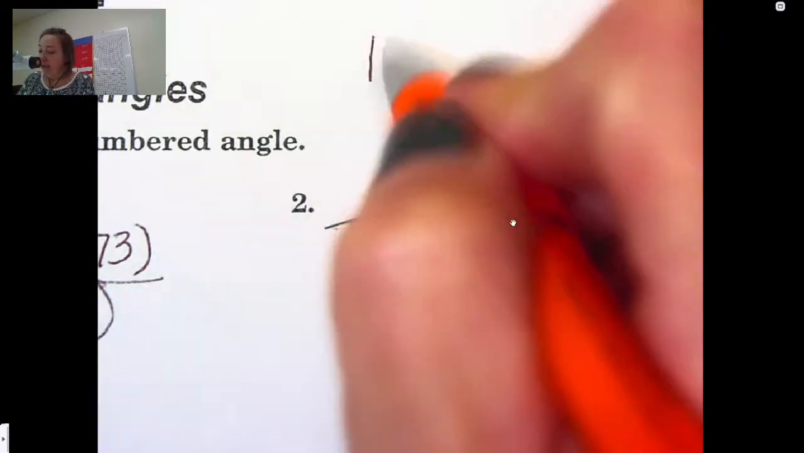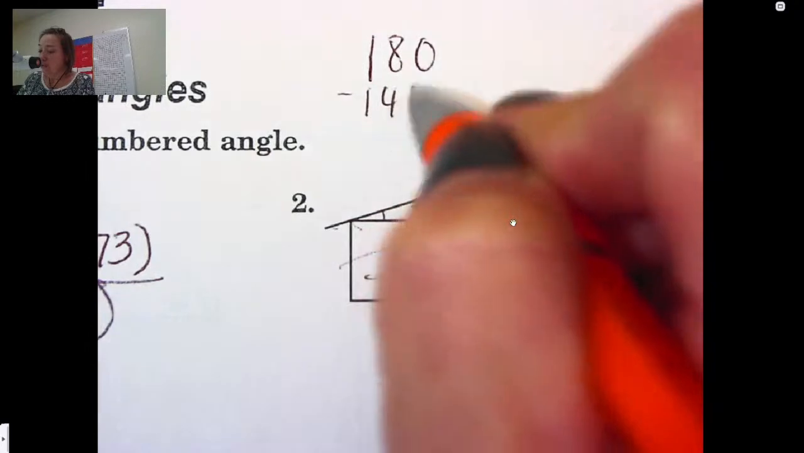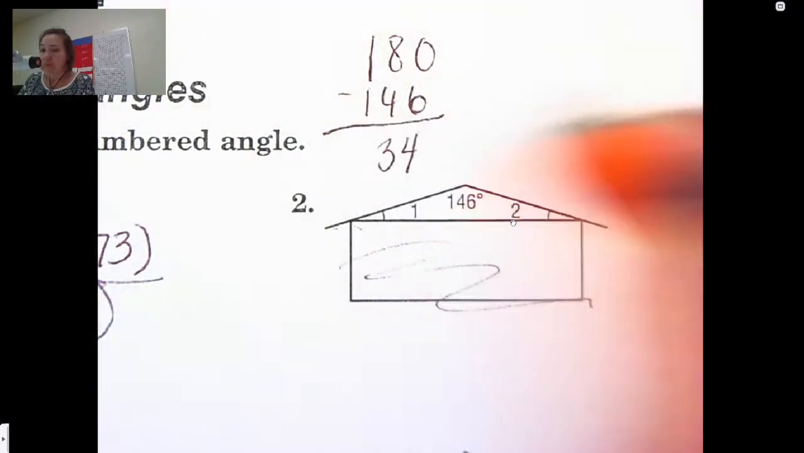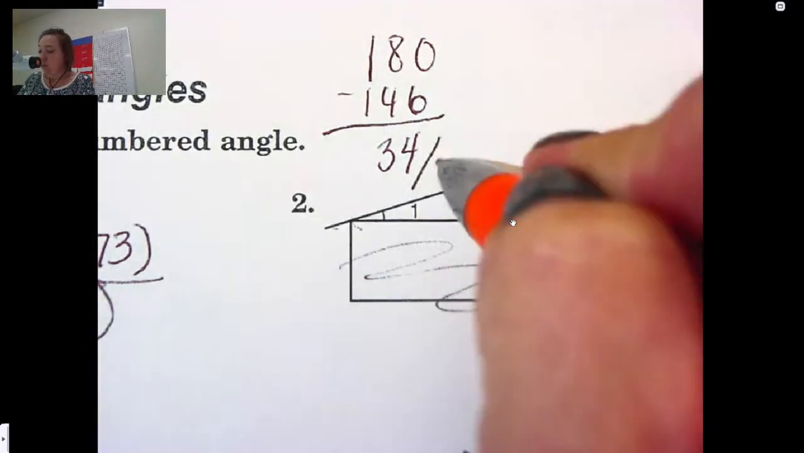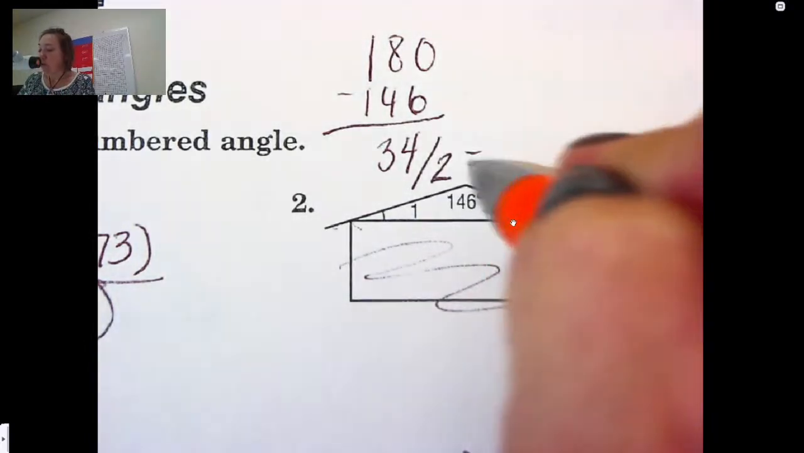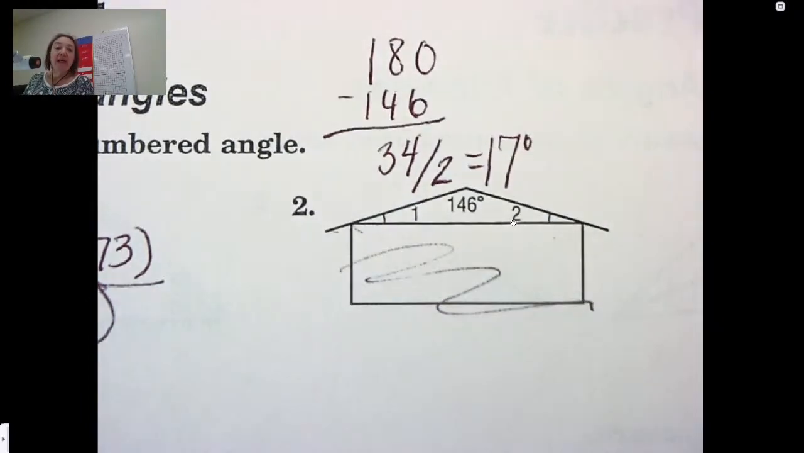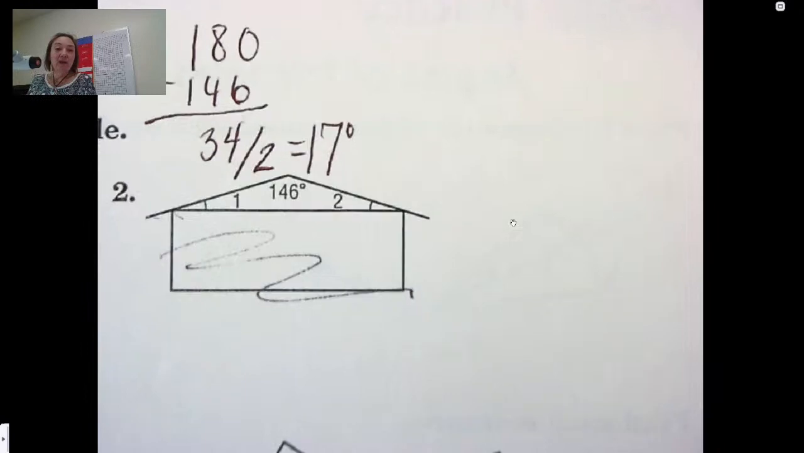So we could do 180 minus 146. What does that give us? And then what would you do? Divide 34 by 2 because you have two equal angles. So what are both of them? 17.